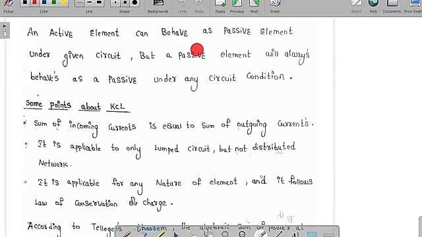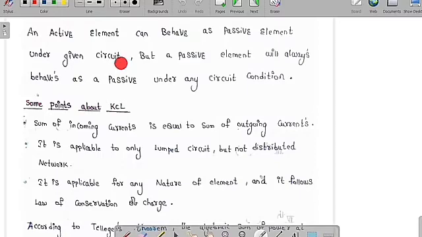An active element can behave as a passive element under a given circuit, but a passive element will always behave as a passive element under any circuit condition. See, it's a very important point here. An active element can behave like a passive element under a given circuit condition, but a passive element will always be passive no matter what circuit you put it in.